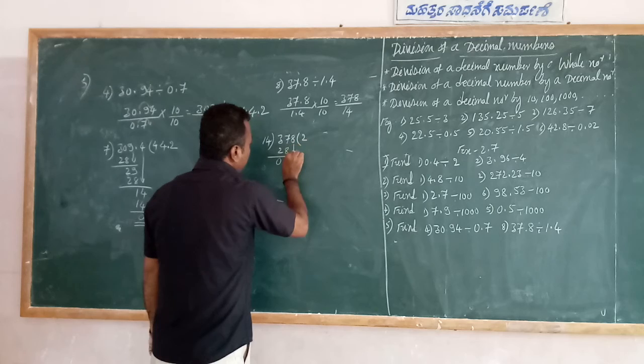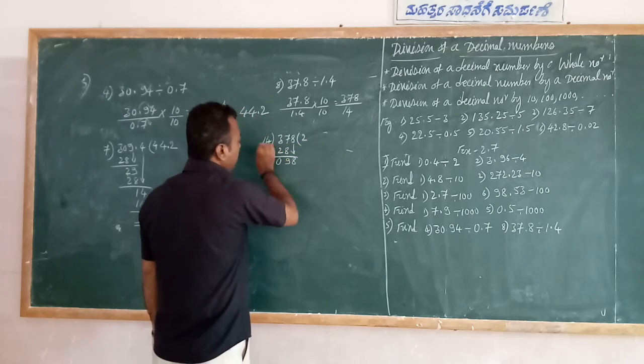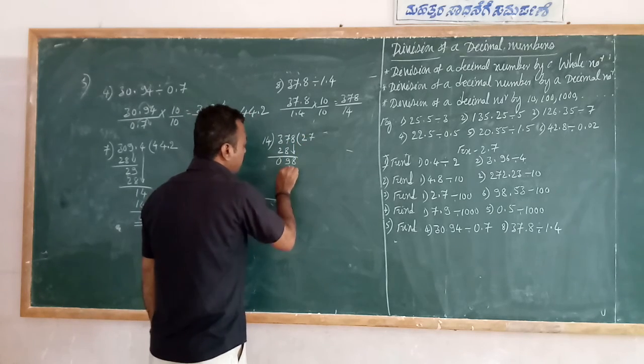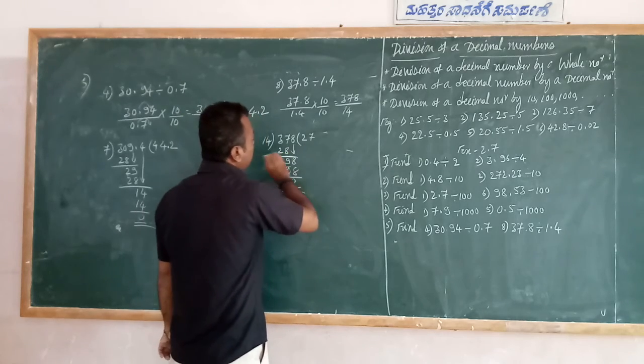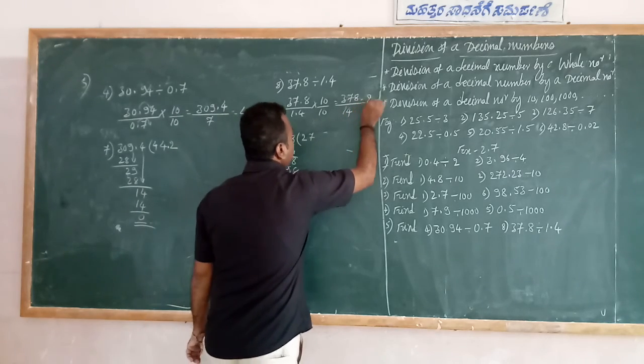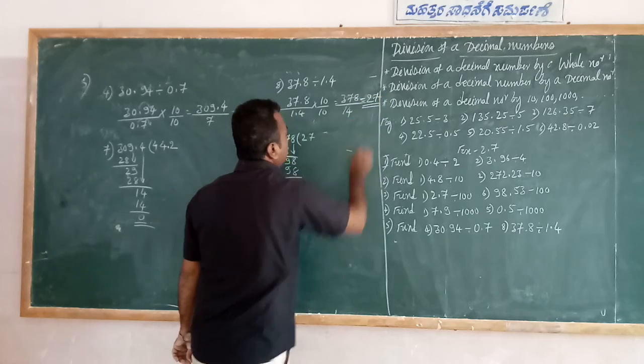Next, students, what is remaining? 8, as it is, write down. 14 7s are 98. See, then there is no point remaining. Therefore the answer will become 27. That's it. Are you understood?